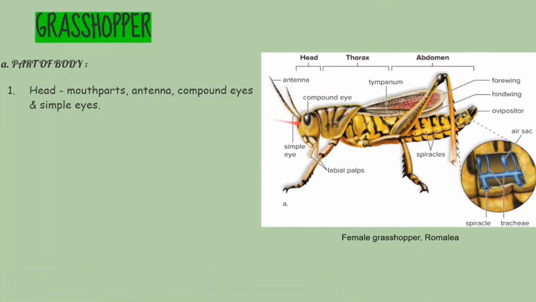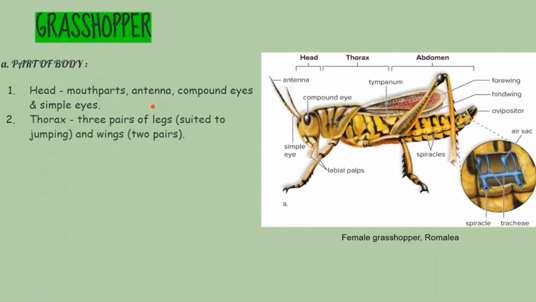At the head first, they are complete with mouthparts. The grasshopper has labial palps, antennae, compound eyes, and also simple eyes. Next, the thorax. The thorax has three pairs of legs, and for the grasshopper, the third pair of legs is suited to jumping. The thorax also has two pairs of wings.